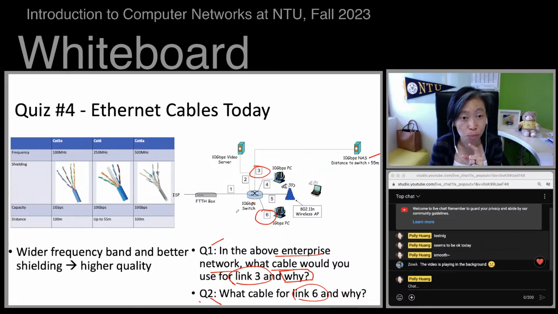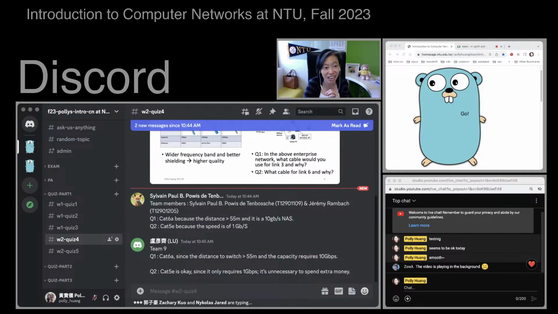And now let's move to the score. And where is the channel you answer for quiz 4? Exactly, I see you guys busy and some of the teams provided answer already. Wow, really fast. W2, quiz 4 is the channel. Okay, go there and start working on it.